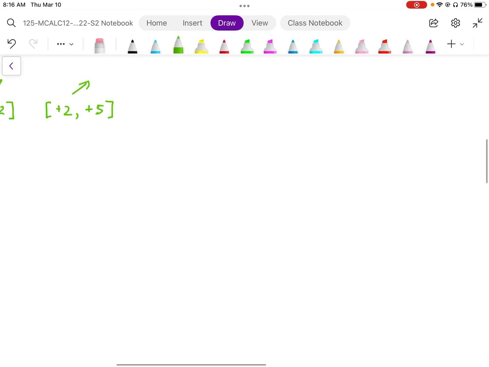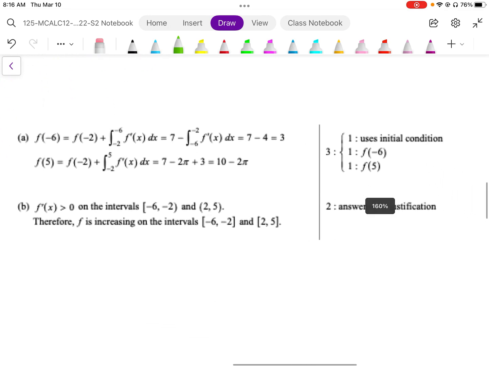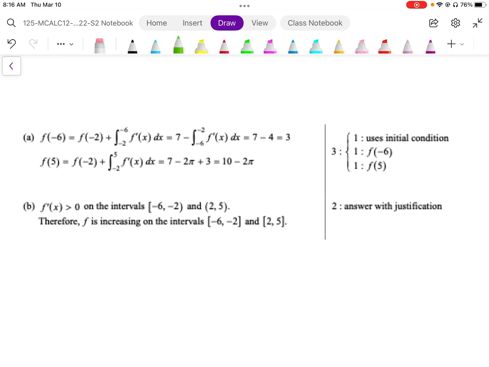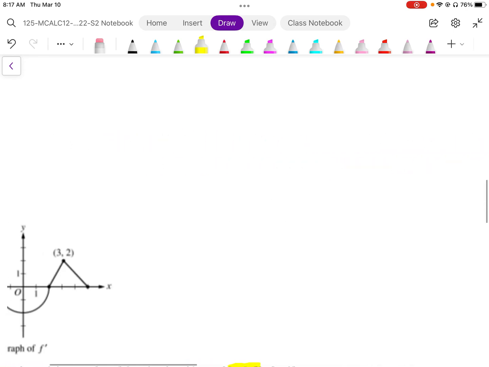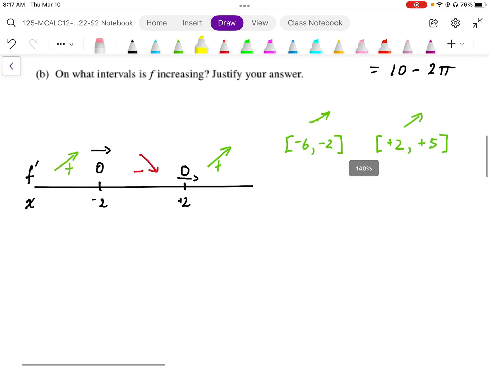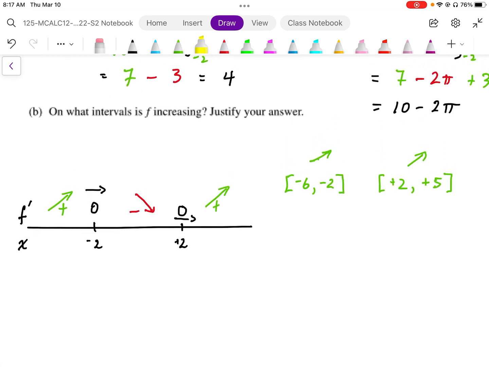Looking at our mark scheme, the marks are going to be given out like this. First of all, you're going to be looking for the initial condition. So that initial condition is going to be 1 mark. And then the actual value of f of -6 and f of 5 will give you the other 2 marks. For part B, it just says the answer with justification. So the answer giving the regions, and the justification that we're using here is the slope chart, which shows us that we are increasing in those regions.